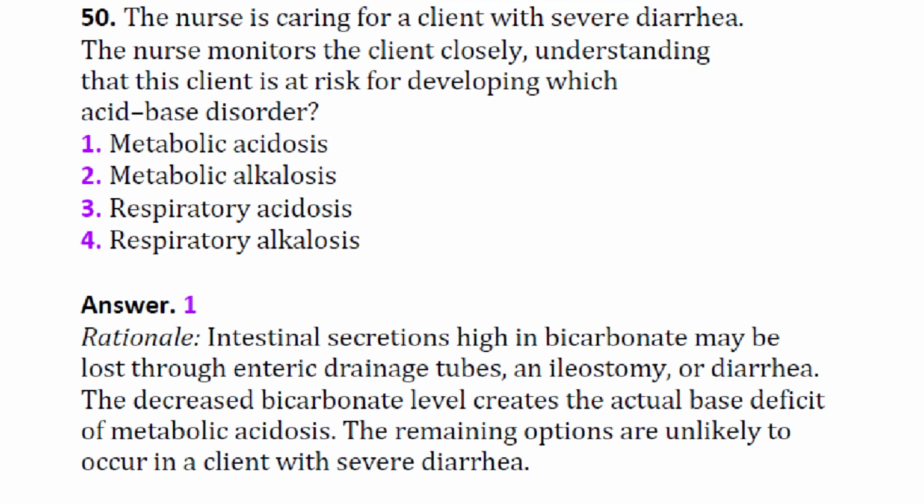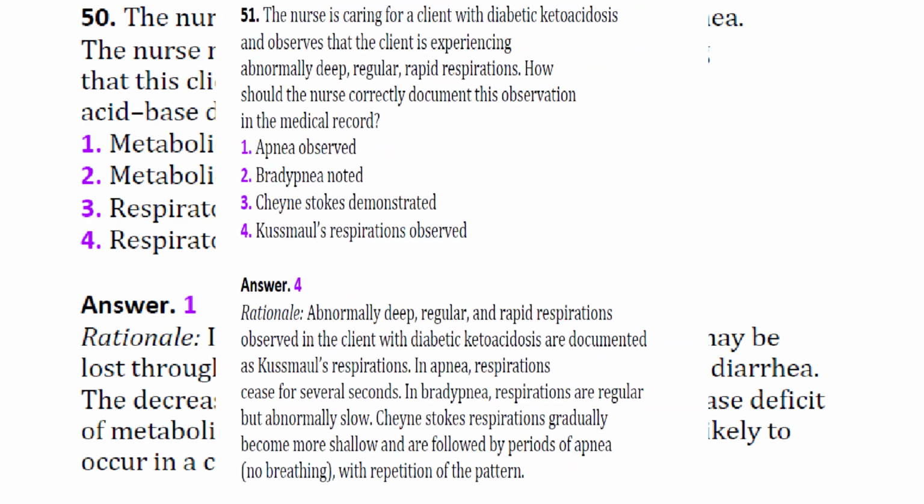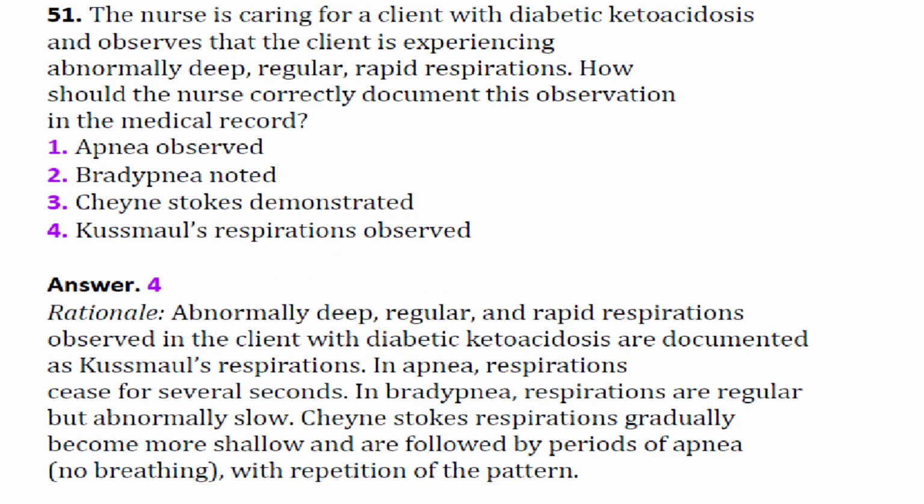Answer. 1. Rationale. Intestinal secretions high in bicarbonate may be lost through enteric drainage tubes, ileostomy, or diarrhea. The decreased bicarbonate level creates the actual base deficit of metabolic acidosis. The remaining options are unlikely to occur in a client with severe diarrhea. 51. The nurse is caring for a client with diabetic ketoacidosis and observes that the client is experiencing abnormally deep, regular, rapid respirations. How should a nurse correctly document this observation in the medical record?